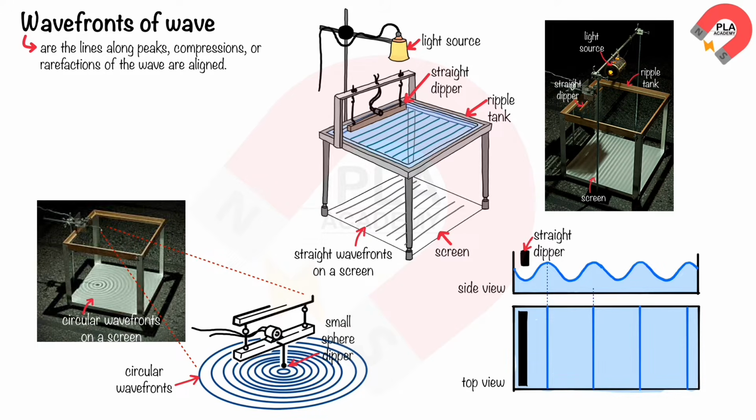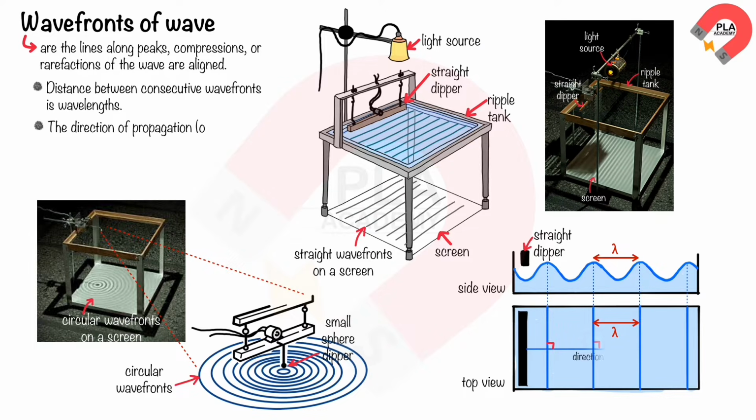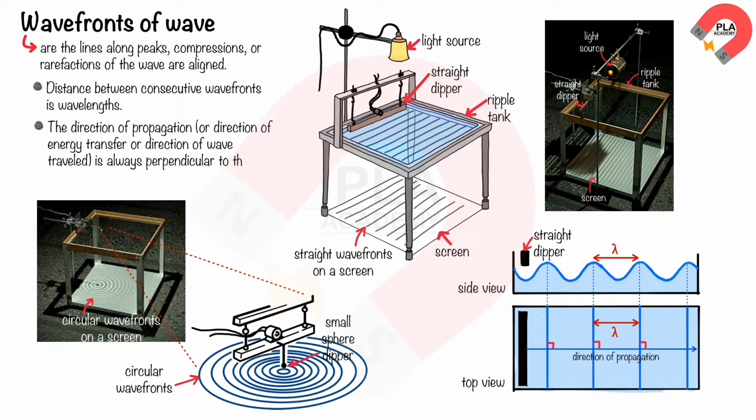We see the wavefronts are straight along the crests, or troughs of the wave. So, the distance between consecutive wavefronts is the wavelength, because wavelength is the distance between two consecutive crests, or troughs of the wave. The direction of propagation, or direction of energy transfer, or direction of wave travel, is always perpendicular to the wavefronts.